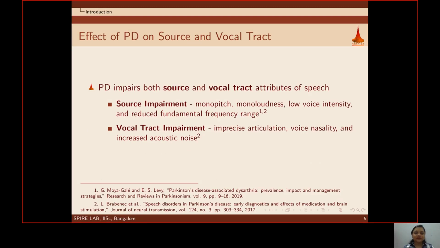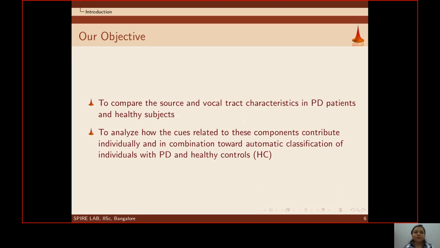Both source and vocal tract attributes of speech are reported to get impaired. Signs like monopitch, monoloudness, low voice intensity, and reduced fundamental frequency range as observed in PD indicate the impairment of the source component. On the other hand, imprecise articulation, voice nasality, and increased acoustic noise primarily relate to vocal tract impairments. In this work, we aim to compare the source and vocal tract characteristics in PD patients and healthy subjects.